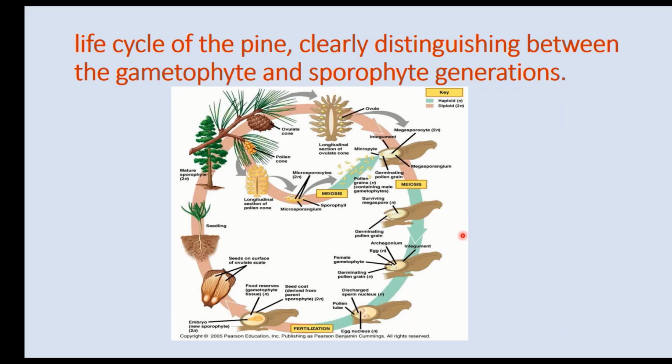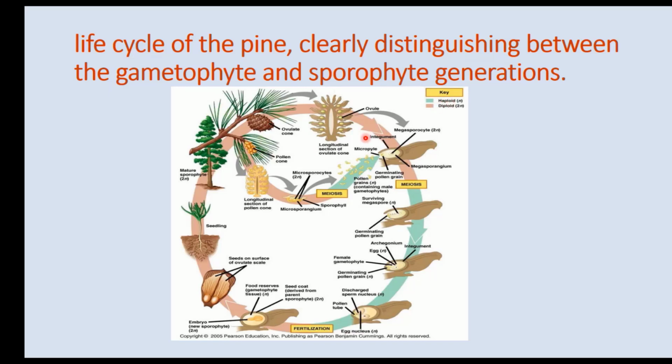So, the life cycle of a pine, clearly distinguishing between the gametophyte and sporophyte generations that I can see here. Again, like the previous question that was mentioned, you don't need to worry most about your drawing, and you just need to indicate the key. Whatever you're doing here, you need to have the key.